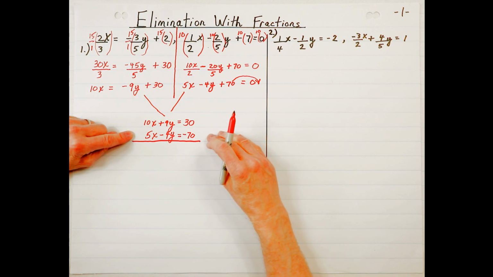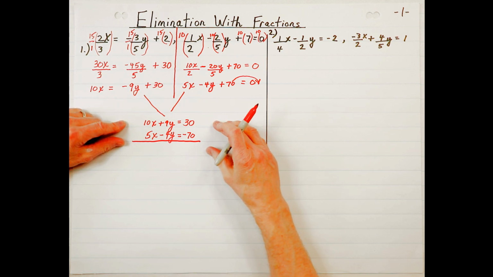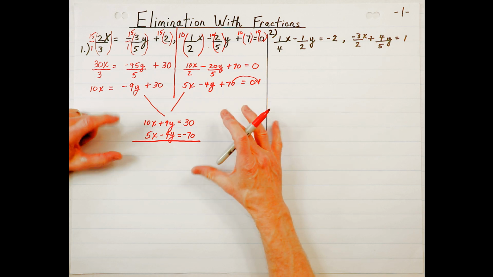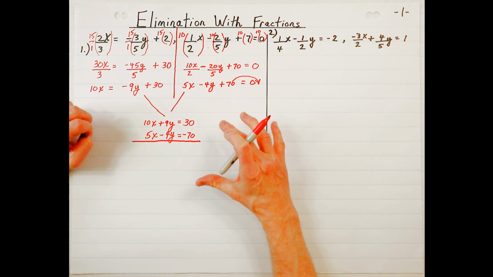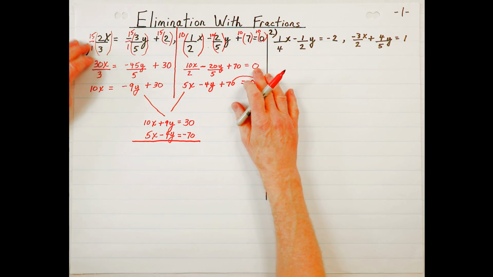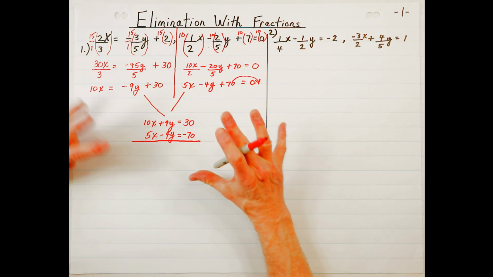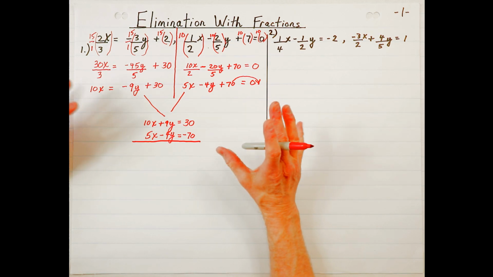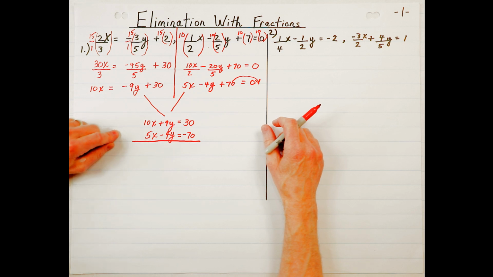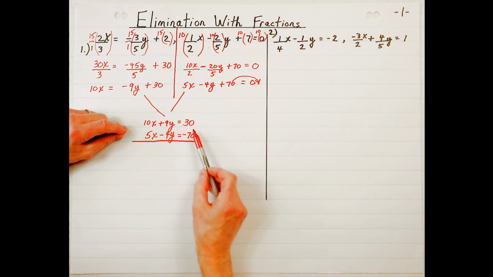And what we have now is the same thing that we did in our last lesson. Just a normal elimination problem. Once you get rid of the fractions, all of a sudden you see daylight and you say, oh, this is awesome, I can do this. So let's look at what we can cancel out here.